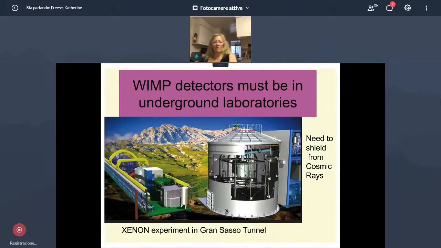And these experiments have to be in underground laboratories, such as Xenon in the Gran Sasso Tunnel, because you have to shield from cosmic rays.